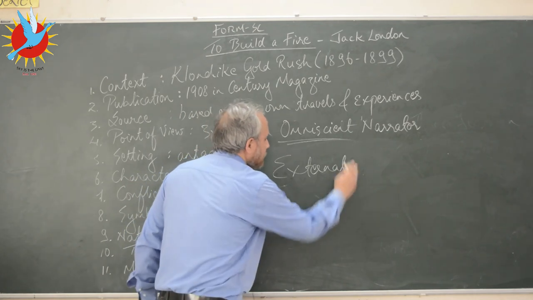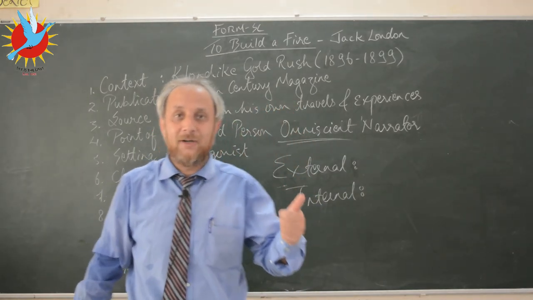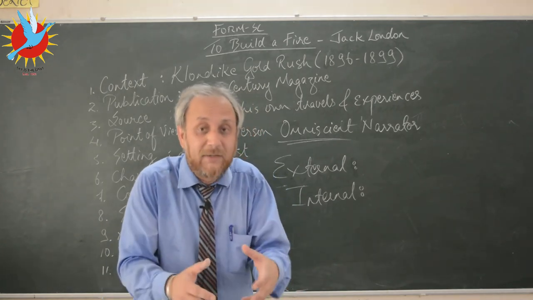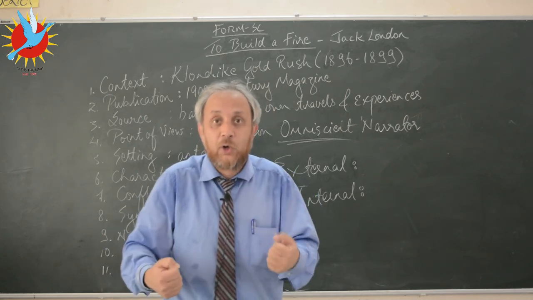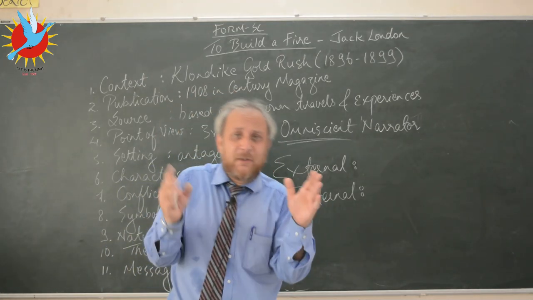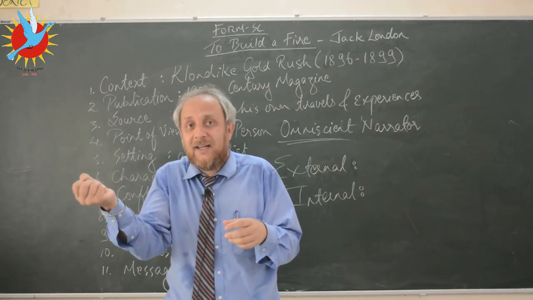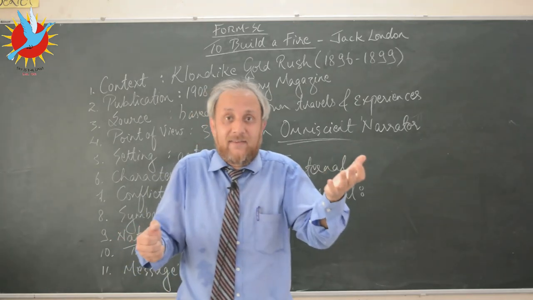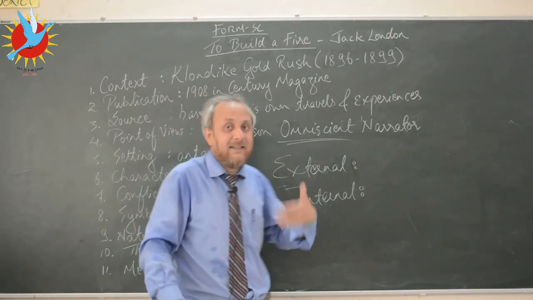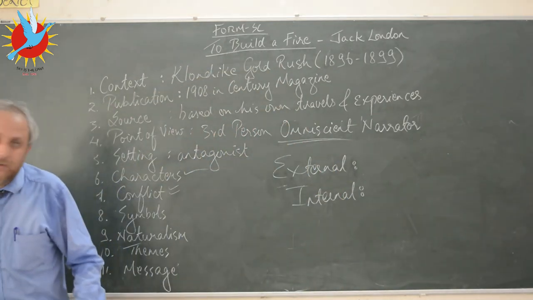And you also have internal conflict. Internal conflict is basically the conflict between the man's pride, kids, and the advice of the old timer. And especially the instances when he can't quite build the fire because his body refuses to listen to the commands given by his brain. At that point in time, he vacillates between two extremes. One is this hope for survival, and the other is this certainty of death. So in the latter half of the story, that is another internal conflict that the narrator reveals to us about the man. Let's keep it at this as of now.